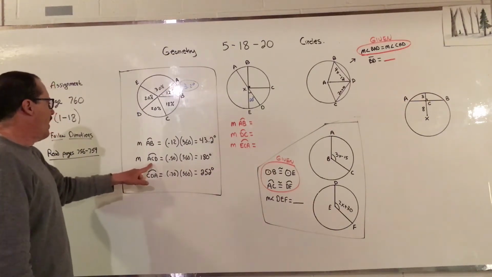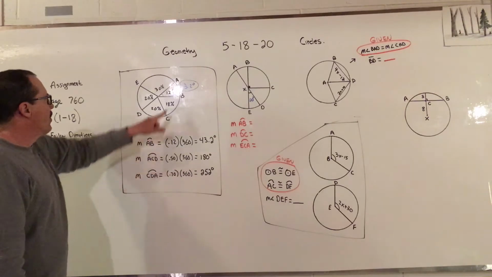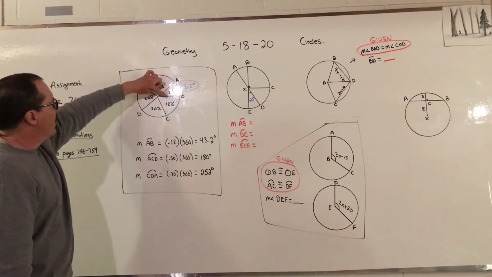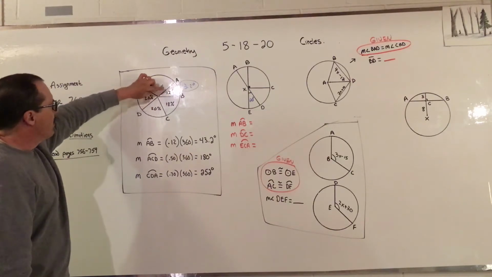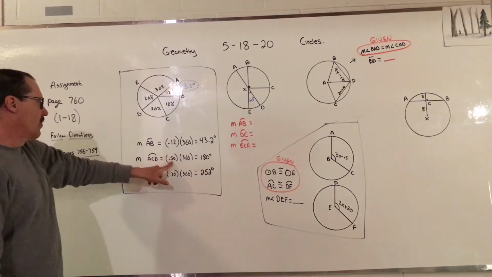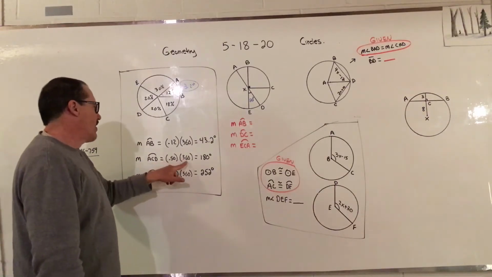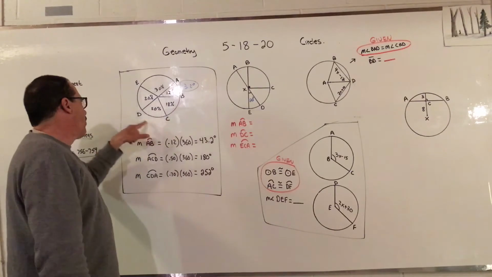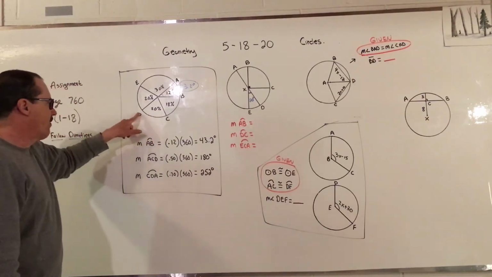Okay, so A to C to D is a major arc, so we go from A to C all the way over to D. So what we need to do is add the 12, the 18, and the 20 together. And if you add those three together, you get 0.50 or 50%. Times that by 360, that would be 180 degrees. So from A all the way over to D would be 180 degrees, and that makes sense.